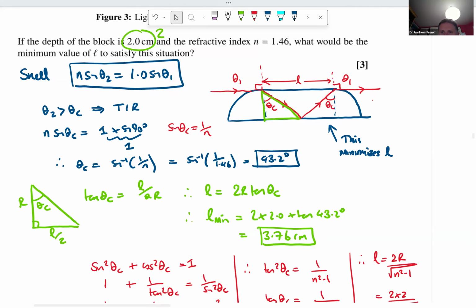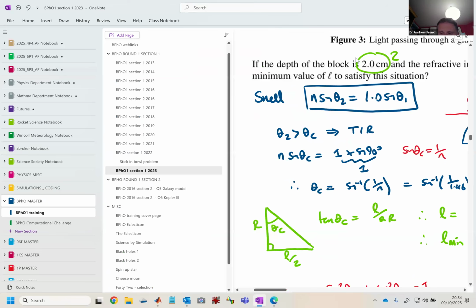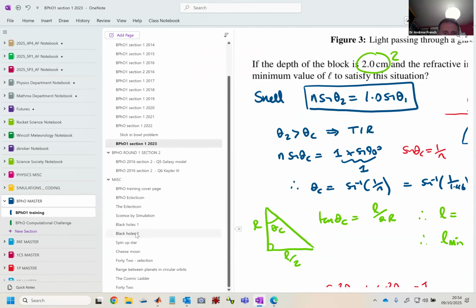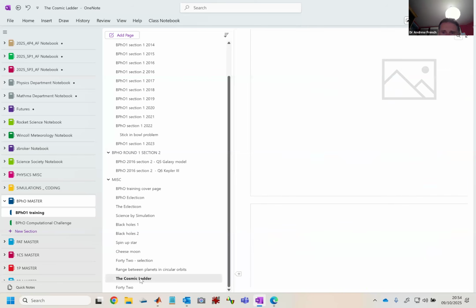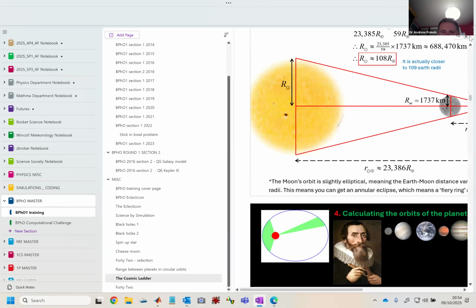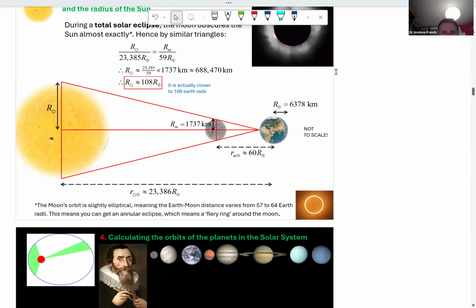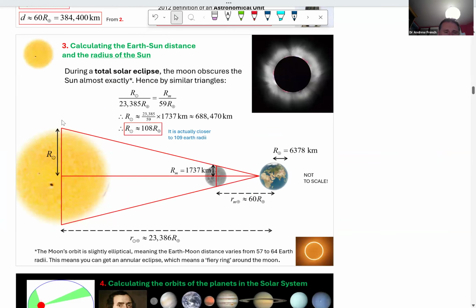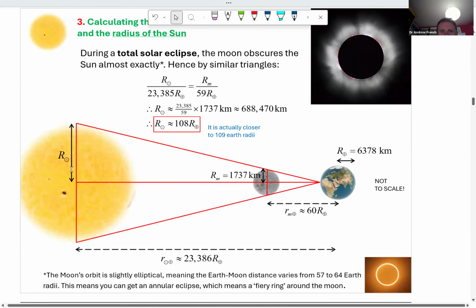Right. So in our last 5 minutes, we're going to return to the cosmic ladder, and have a look at how Ole Romer figured out the speed of light. If you came last week, we were looking at the astronomical unit and how to work that out, and indeed the radius of the sun. So this is the sort of picture where we finished last week.